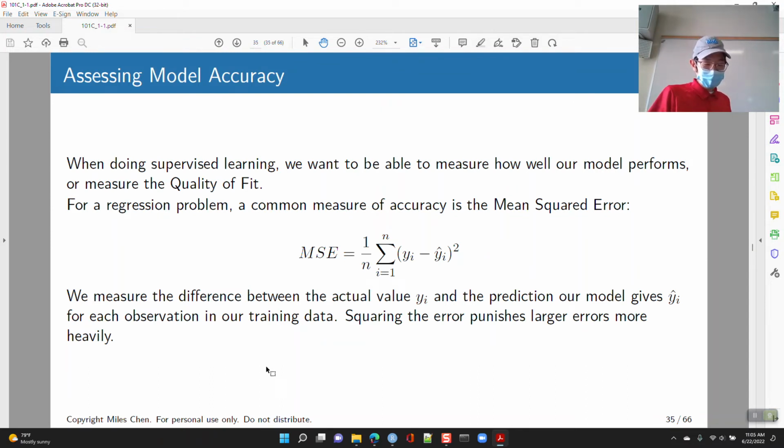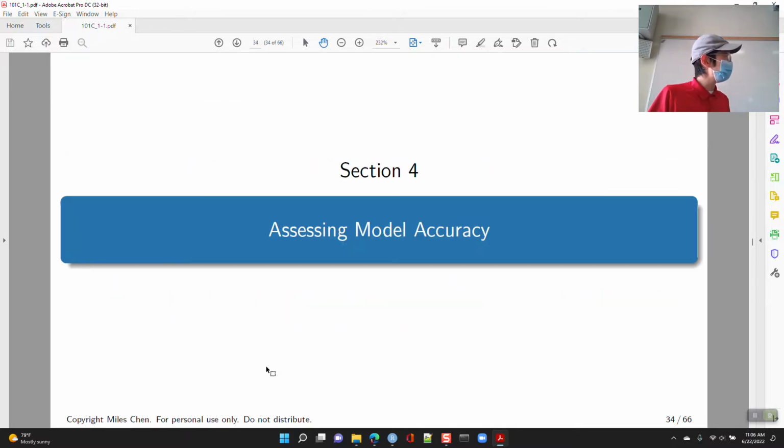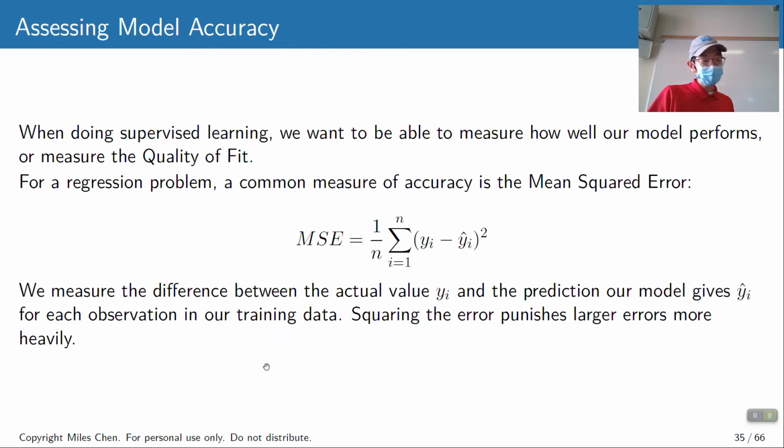For supervised learning, we want to be able to measure how good our model is. Our most common measure for regression problems is mean squared error. Basically, we take the difference between the actual value and what we predicted. For the 7th observation, the actual value is 15 and we predicted 17. Okay, it's a difference of 2 points. For observation 25, the actual value is 200 and we predicted 220. It's a difference of 20 points, and so on.